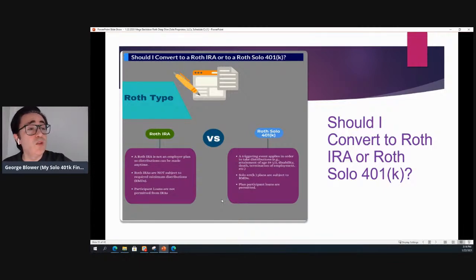And then, of course, another thing to add is just the ability to invest in alternative investments like real estate or cryptocurrency, et cetera, is much easier inside of a Roth Solo 401k. You have direct checkbook control over your money. Whereas with a Roth IRA, you really need that LLC underneath it in order to have the checkbook control.